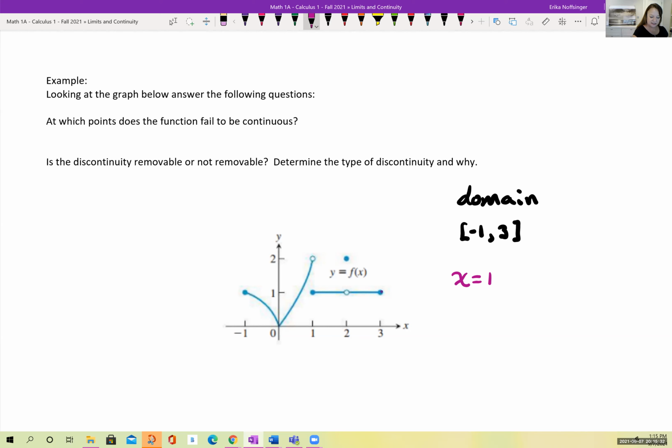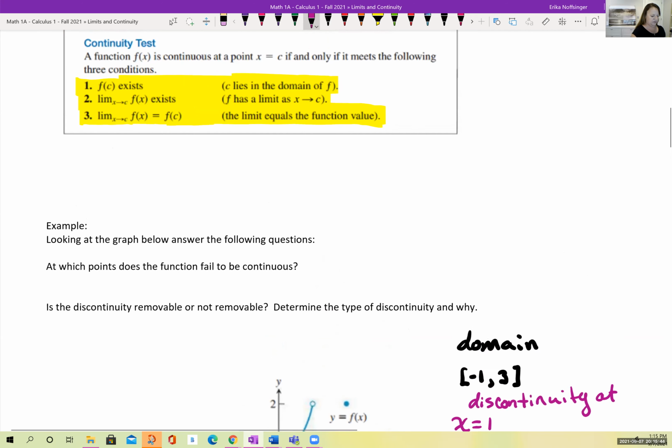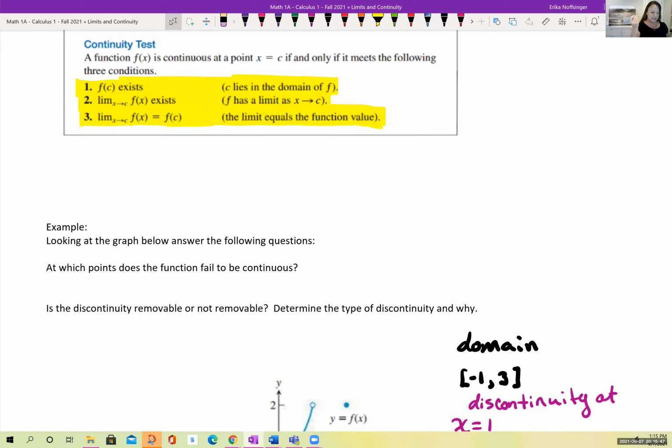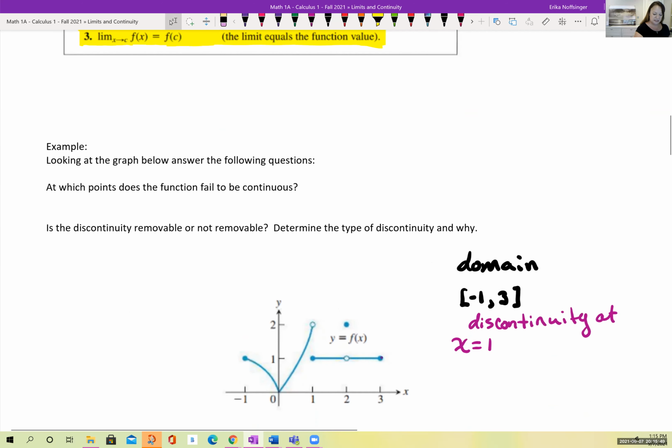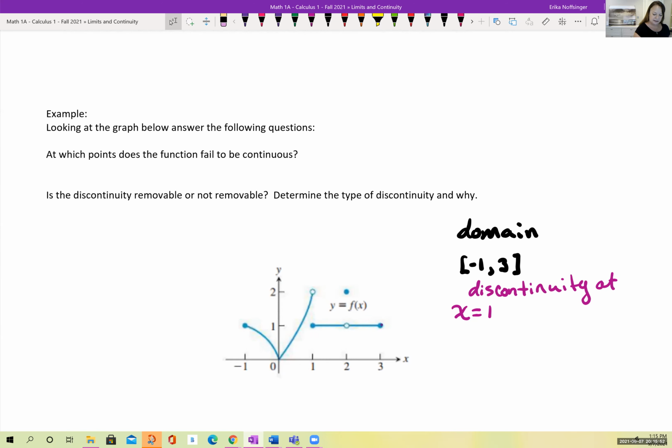And I can show that it's discontinuous by showing that at least one of those numbers fails. In order for it to be continuous, f of c exists. So if I check f of 1, it actually exists because of this solid circle, right? So f of 1 exists. And I know that it's equal to my y value of 1.